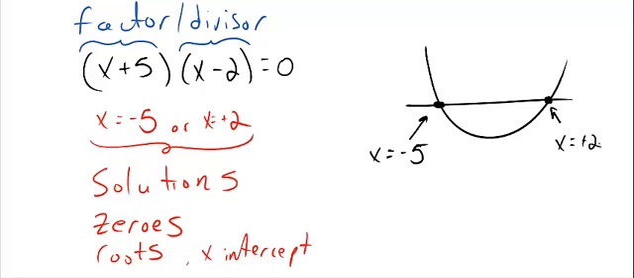And one last thing we have to know about the parabola, and that is that the vertex of the parabola, that is the lowest or highest point, is always exactly in the middle between the two solutions. So the midpoint between positive 2 and negative 5, that's negative 1.5, I think. And that is something we have to know.